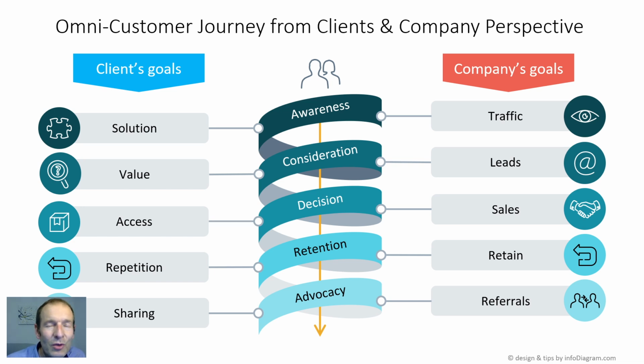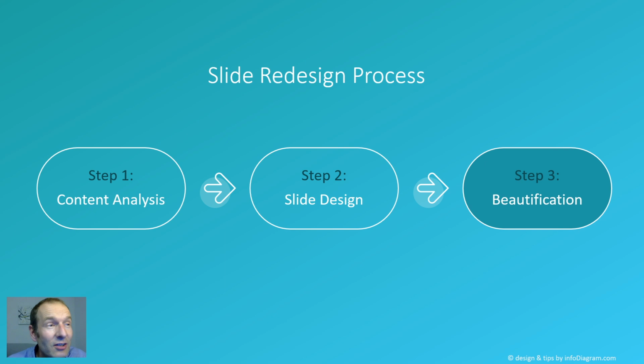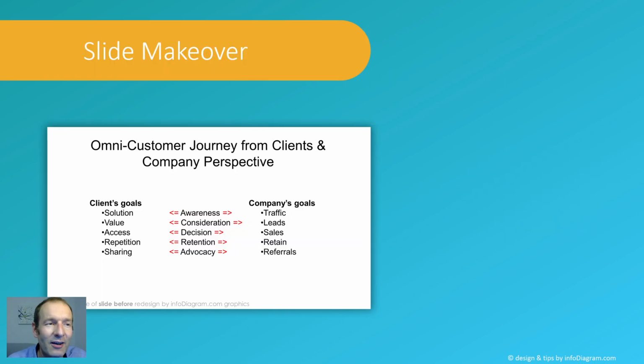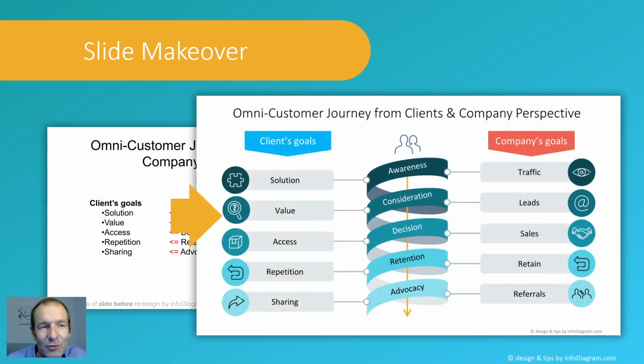What is important is to use one consistent set of icons. Like here I used outline icons, representing each of these five differences in the groups of company goals and client goals. So that will be my final slide. You could see that using this process, we started with the content analysis, did a basic slide design, and finished with the beautification. And so we were able to move from this slide to this, which is much more graphical and attractive to look at.